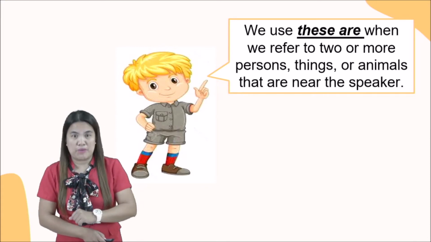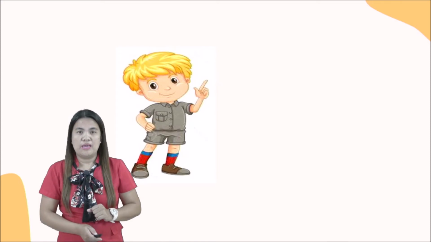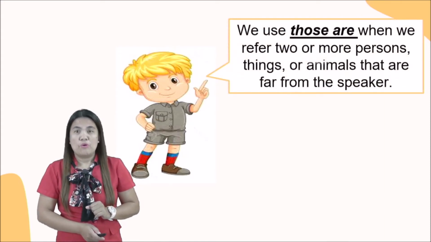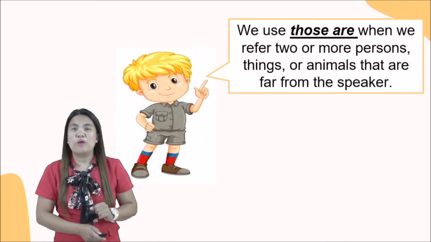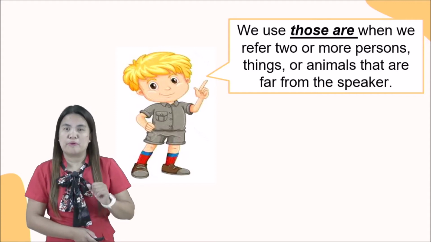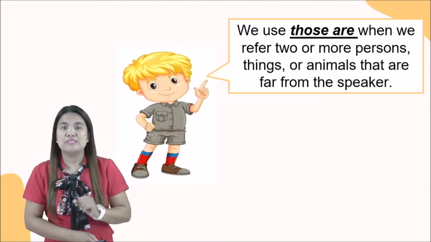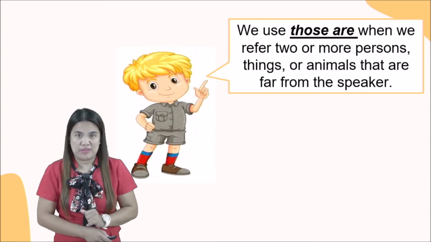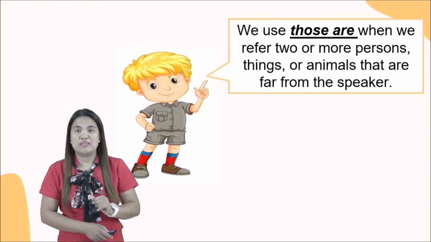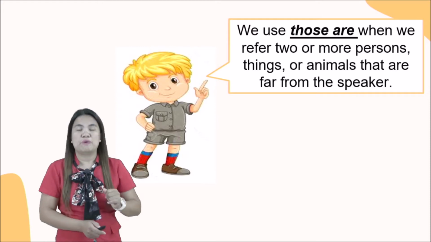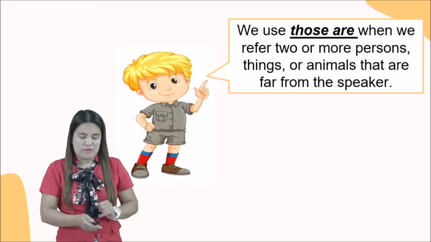Okay? We use these are when we refer to two or more persons, things, or animals that are near the speaker. Okay? And next, we use those are when we refer to two or more persons also, things, or animals that are far from the speaker. Okay? This one is far from the speaker. Those are.